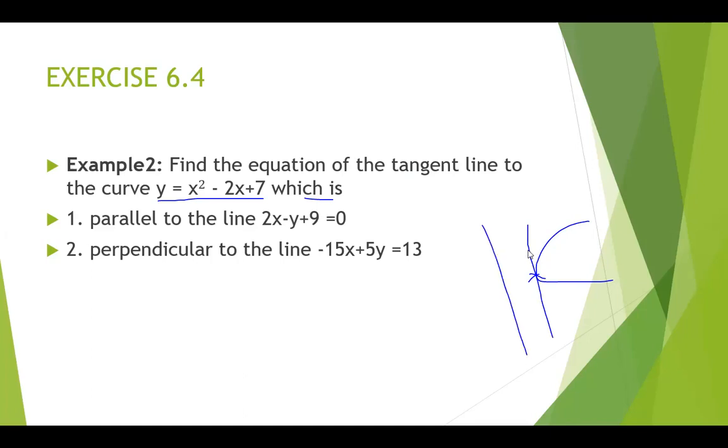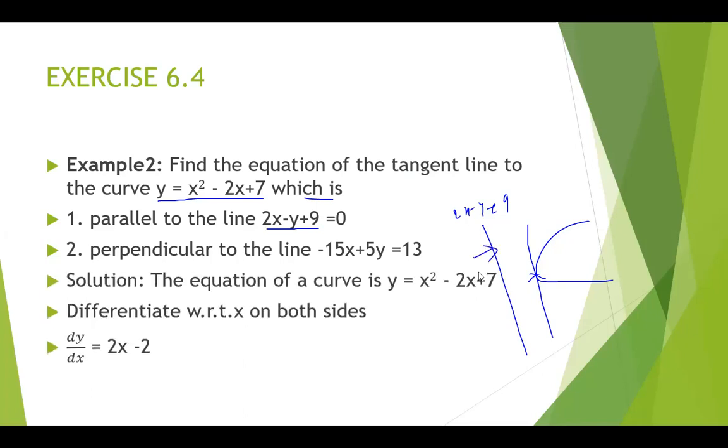Since this tangent line and the given line are parallel, this is our given line, 2x - y + 9 = 0. You know, if two lines are parallel, then their slopes are equal. From this equation, I can write the slope of this line as minus coefficient of x upon coefficient of y. With the help of this, I can find the slope. The same slope I'll substitute here.